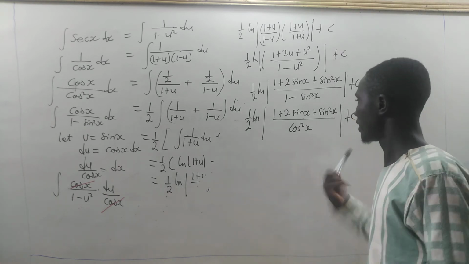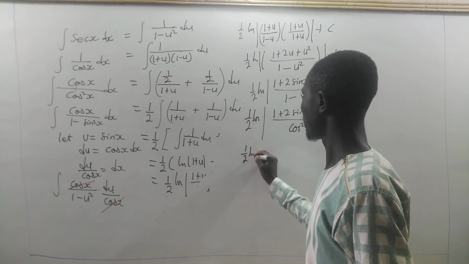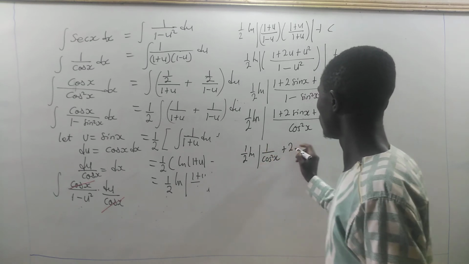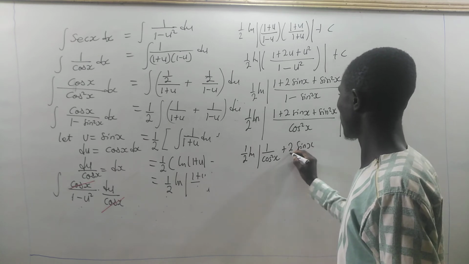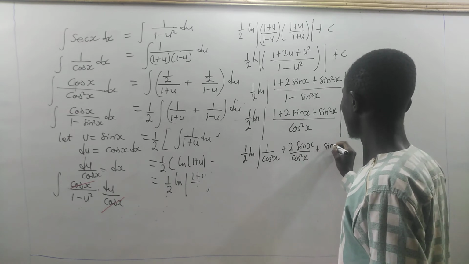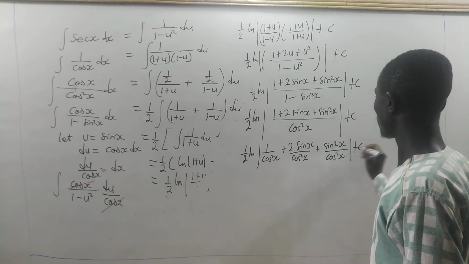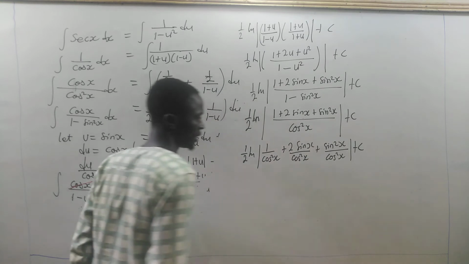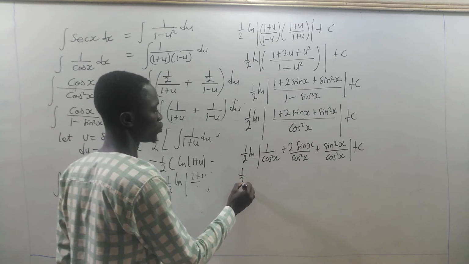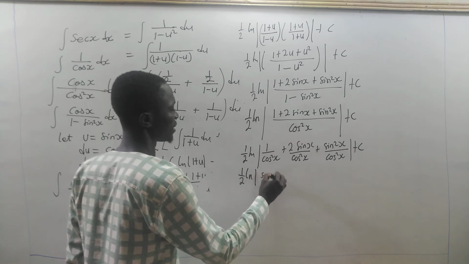Now, what do we do again? We divide each term by cosine squared. So you have half of the natural log of 1 divided by cosine squared x plus 2 sine x divided by cosine squared x plus sine squared x divided by cosine squared x plus c. Wow. Now let me stand here. Now, 1 divided by cosine squared will give us what? So you have 1 on 2 ln of the absolute value of secant squared x.